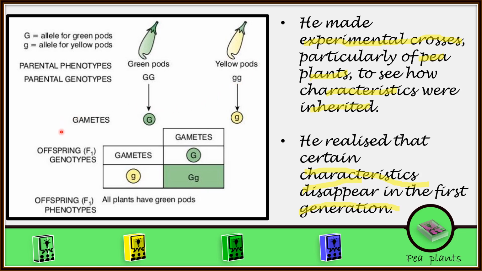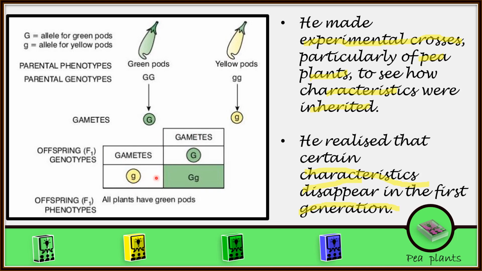Now when you form the gametes for the green pod, they will give you capital G, because both gametes are the same. They contain the same allele, capital G. And the gametes for the yellow pods are small g. Both of them contain small g. So we shall put our gametes in the Punnett square. We have the gametes here for yellow and then the gametes here for the green.